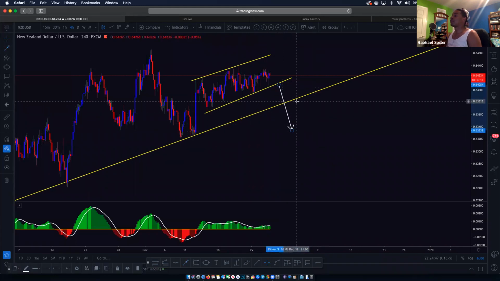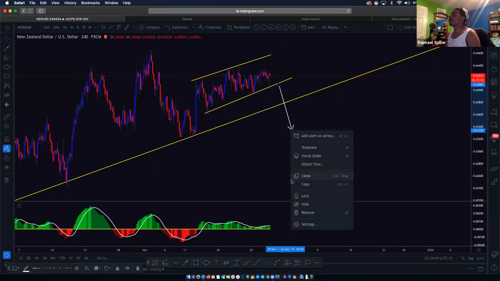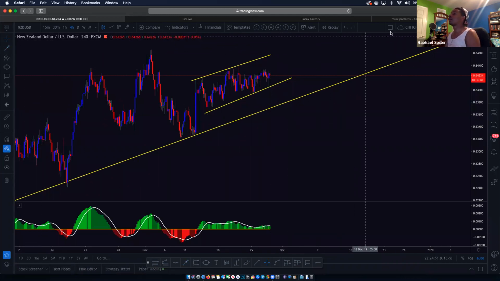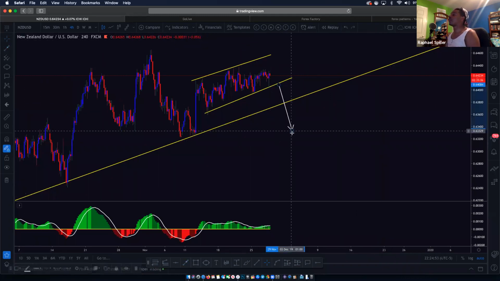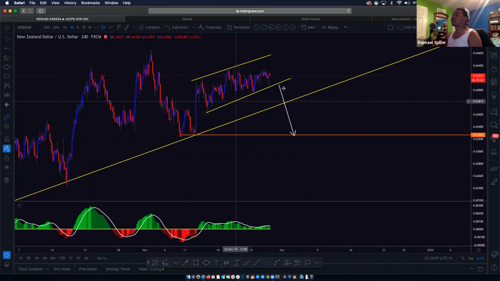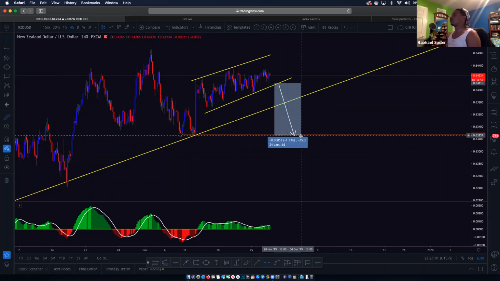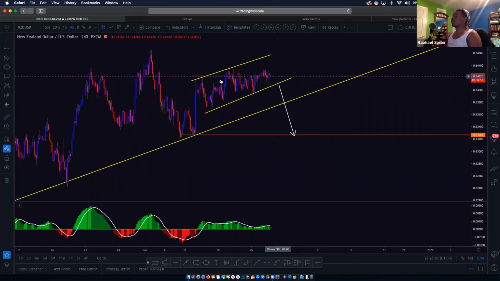It could possibly come down to the trend line, but because it's so close to this trend line, I'm expecting this to just break down at least to this level right here. I'm expecting this to break down to at least this level. That's about an 80 pip move. That's an easy trade, right? For sure.